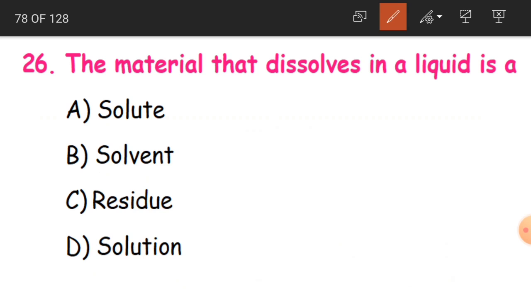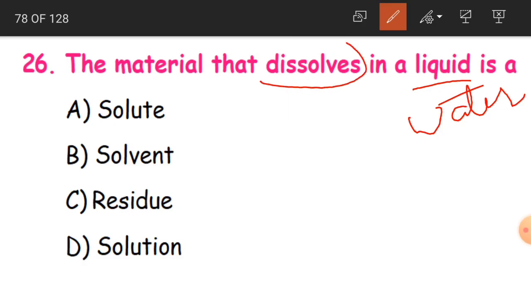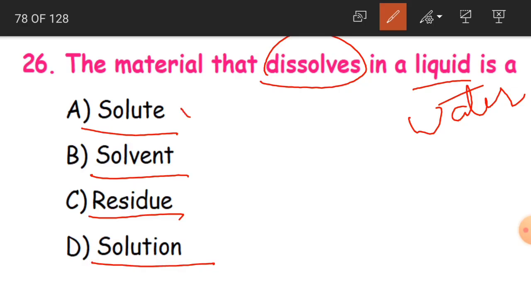The material that dissolves in a liquid. Suppose, for example, you put sugar or salt in water. What happens? Water is a liquid here. If you add sugar or salt to water, it is going to dissolve. So what is that material called? Is it solute, solvent, residue or solution? The answer, children, is solute. The material which dissolves in a liquid is called a solute.